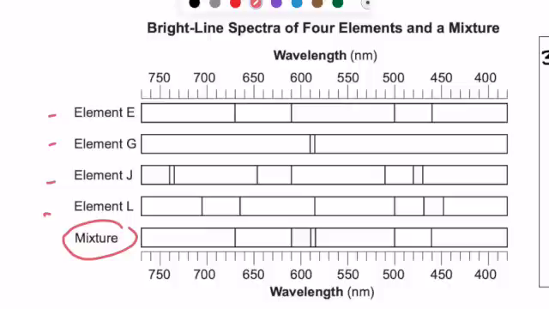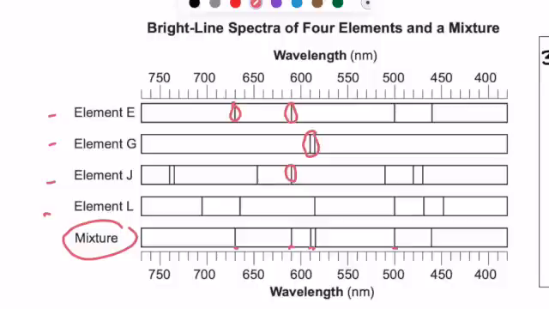So all you have to do is match the lines. If I look at the mixture now, I see that the first line comes from element E. The second line seems to come from element E as well, and there is also a line in J. The third line and the fourth line, that double line, is in element G.